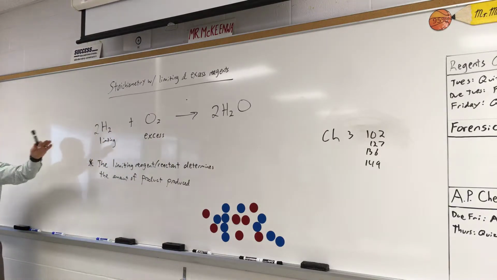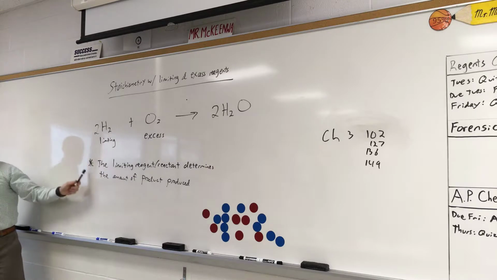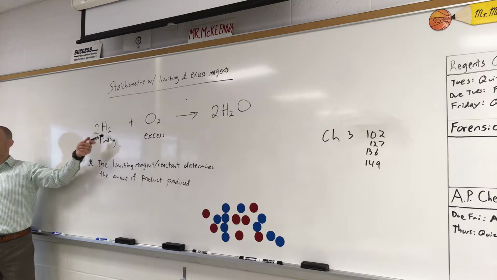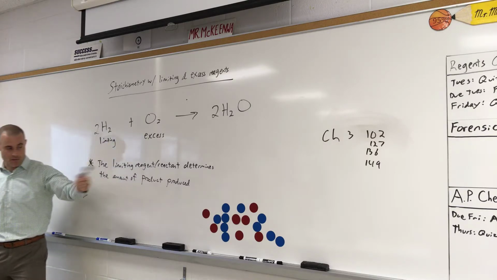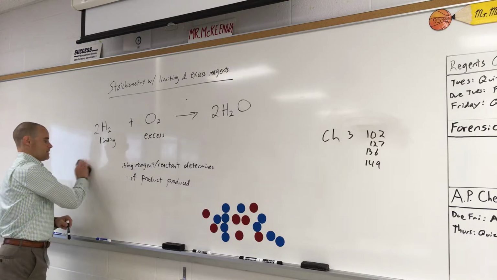If you're confused, that's fine. We're going to do a sample problem. But this is really important to remember. You need to find the limiting reactant. You have to find the limiting reactant. I'm going to show you how to do it with numbers instead of magnets.